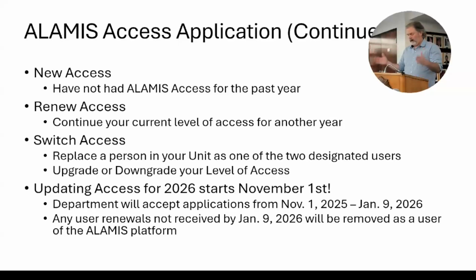So any users whose renewals are not received by January 9th, 2026, you will be removed from the ALAMIS program. So again, anyone who's in the program, who has not sent in their renewal, will be removed sometime around the middle of January. And that's going to happen every year. I'm really happy with our units this year because we handled it pretty well. I felt that everybody was like, okay, this is why we're doing this. But keep those dates in mind, that November through January every year, that's going to be when we're going to be doing those accesses. Okay.